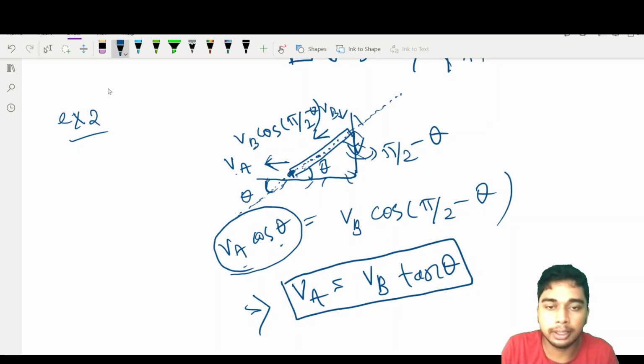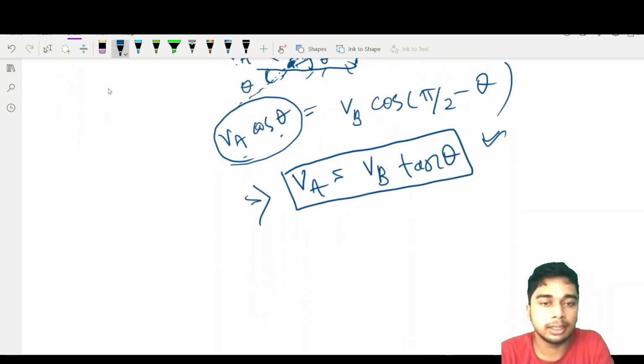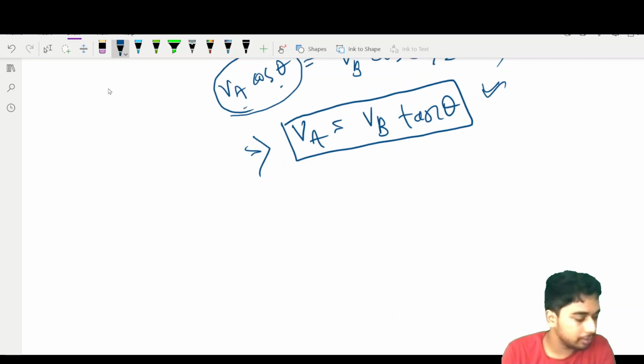So I found that the velocities of the ends of the rod are connected by this relation, and this relation is the constraint relation.